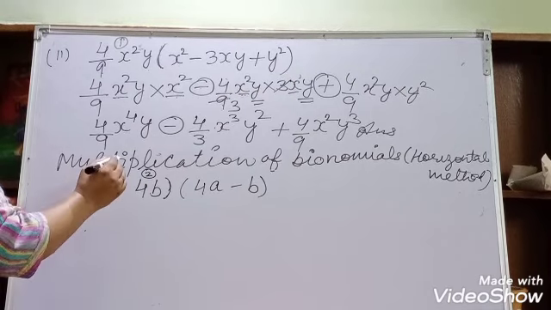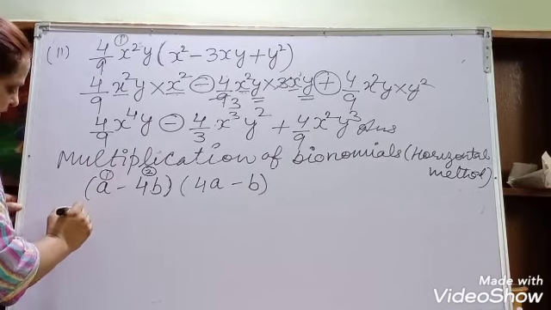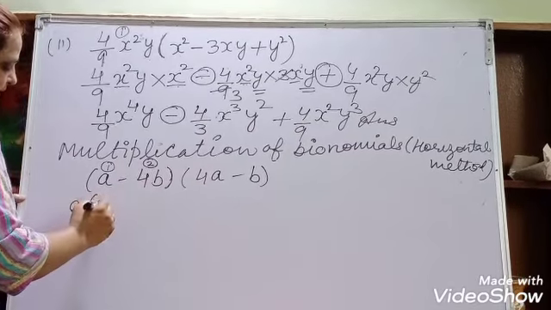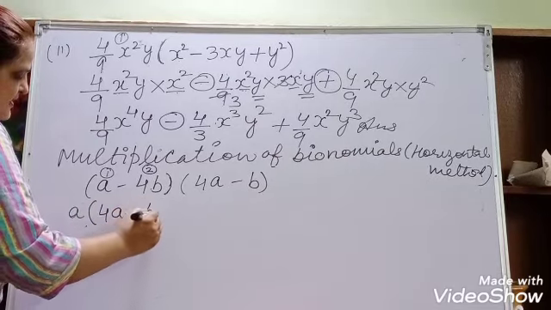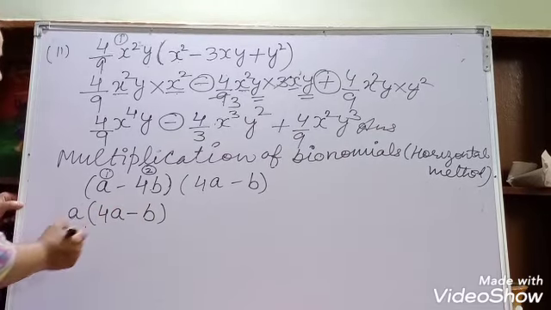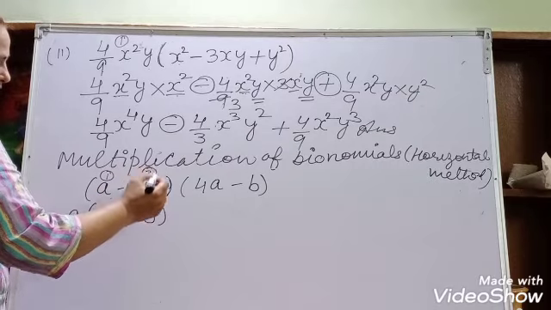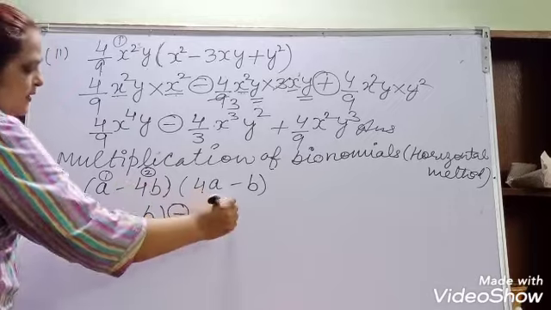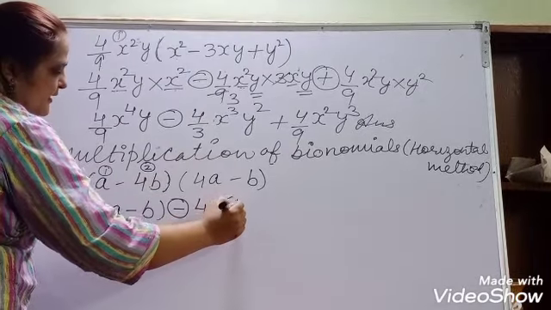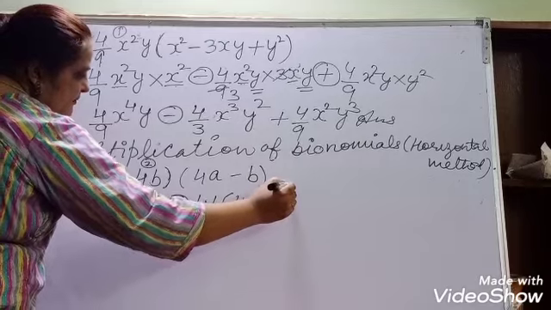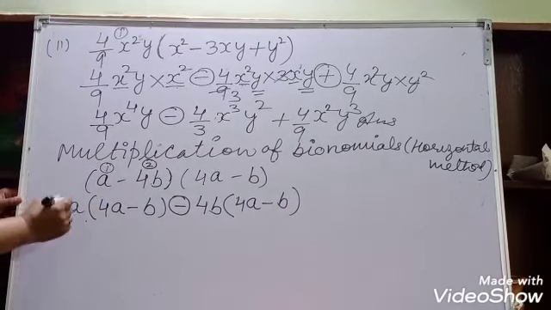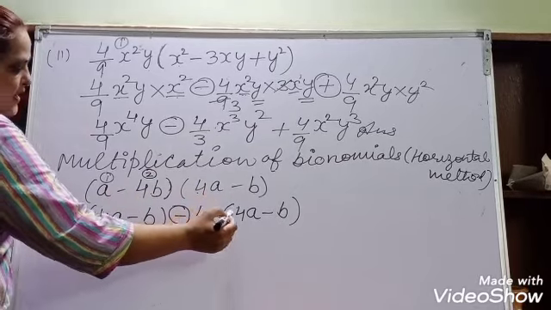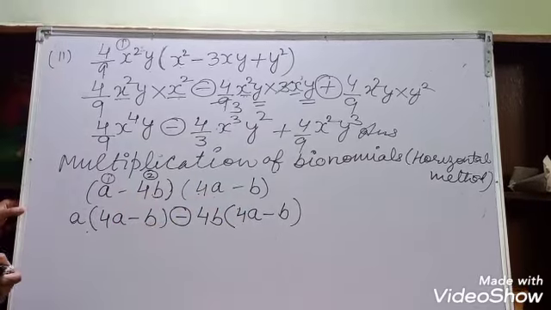Here what we are going to do, we are writing the first term of the first bracket and then multiplying it by the second bracket, a into 4a minus b. Then writing the second term of the first bracket along with the sign, again writing the second bracket, so that each and every number is multiplied. A into 4a minus b minus 4b into 4a minus b.